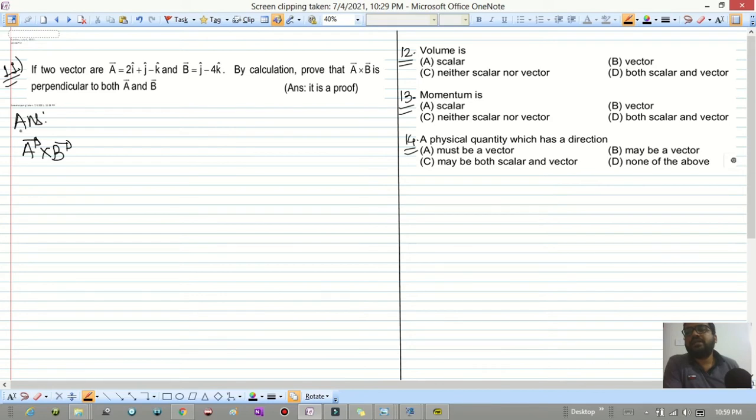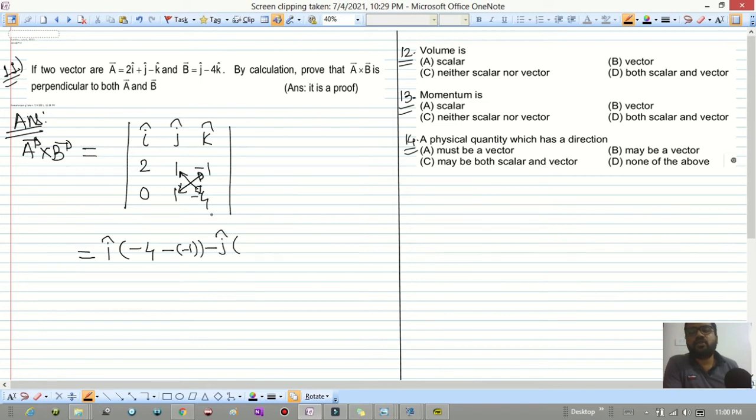So I'm calculating over here A bar cross B bar. To calculate this, you have to write i, j and k. Then A bar's components 2, 1, -1, then B bar's components 0, 1, -4. So we have firstly i hat, then take this cross product: -4, this with this, then we have minus of -1.